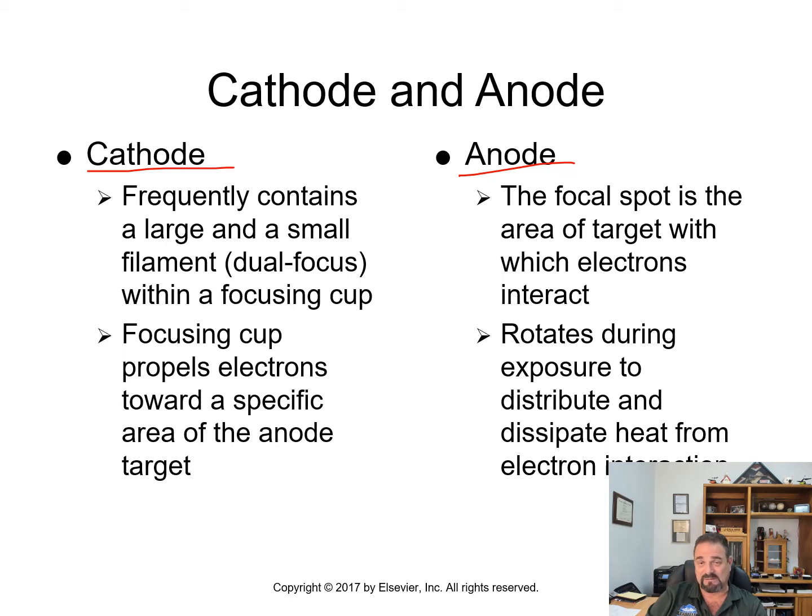It rotates during exposure to distribute and dissipate the heat from the electron interaction and attenuation. So anyhow, it has to rotate to keep itself cool. If it does not rotate to keep itself cool, that interaction between electrons would get so hot it would actually burn up.